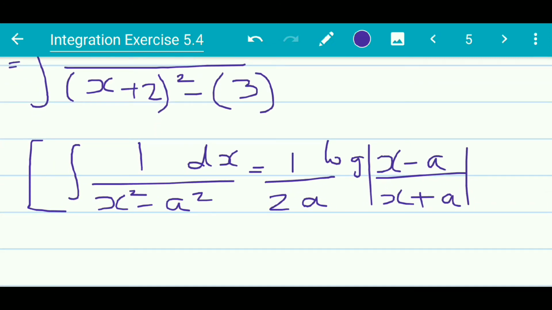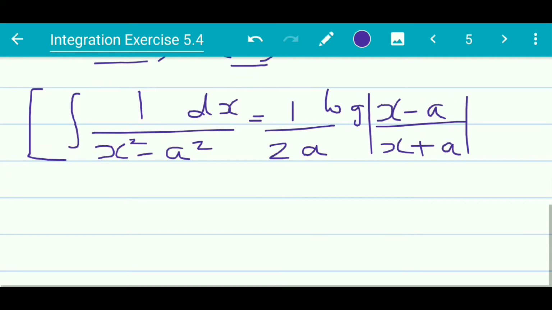Okay, so this is the formula which we are going to use over here. Now in this particular formula, which is the a term and which is the x term? Well, the x is actually x plus 2. And what is a then? A is 3. We've written here 3 square, x square minus a square. So x plus 2 square minus 3 square. So x term is x plus 2 and the a term is 3. So thus we use this in the appropriate formula.